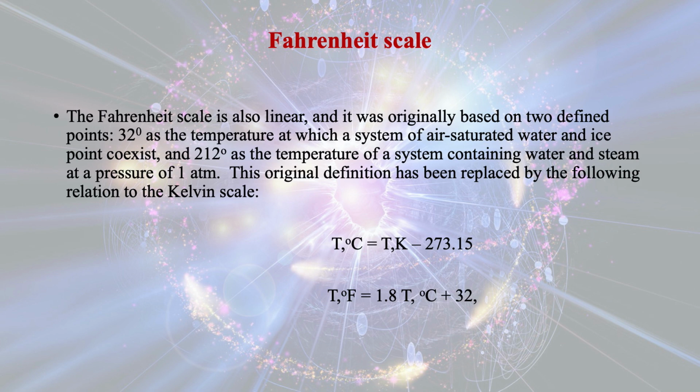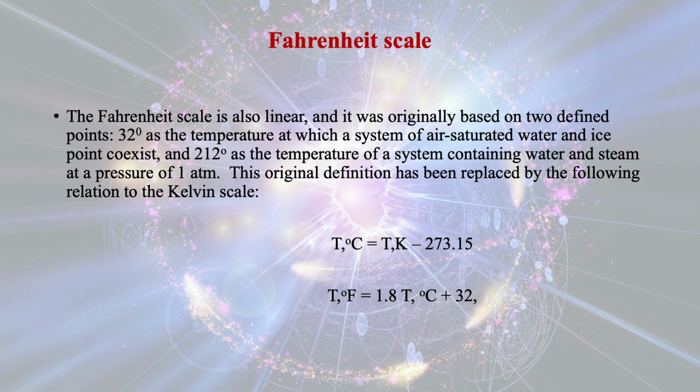Fahrenheit scale. The Fahrenheit scale is also linear, and it was originally based on two defined points: 32 degrees as the temperature at which a system of air-saturated water and ice coexist, and 212 degrees as the temperature of a system containing water and steam at a pressure of 1 atmosphere.